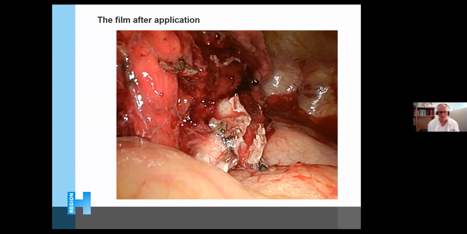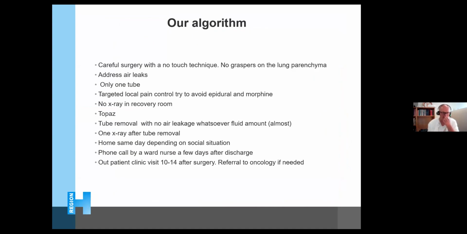So in conclusion, looking at our algorithm when difficult surgery is there, first of all, careful surgery, no touch technique, don't clamp, don't dissect in the pleura at all. We address air leaks carefully during surgery. At the end, then only one tube, a size 24. And we do use targeted pain control so the patients are able to be mobilized and have physiotherapy, avoid epidurals, avoid morphines that will sedate the patient.